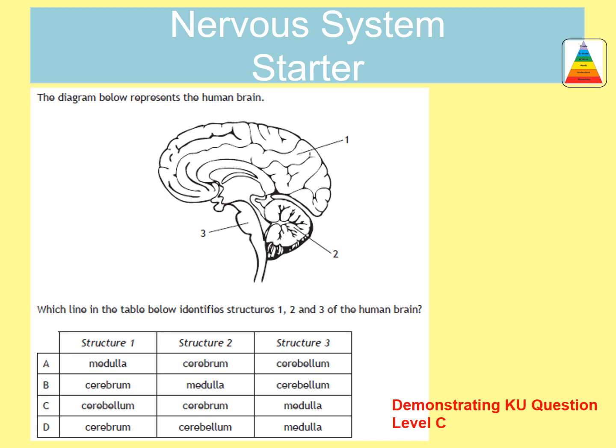In terms of a starter, based on our last PowerPoint, I would ask you to consider the past paper question shown in front of you. It's asking you to demonstrate your knowledge and understanding to a level C. The diagram below represents the human brain. Which line in the table identifies structures 1, 2 and 3 of the human brain correctly? I'll give you a few moments to consider the table and the diagram.